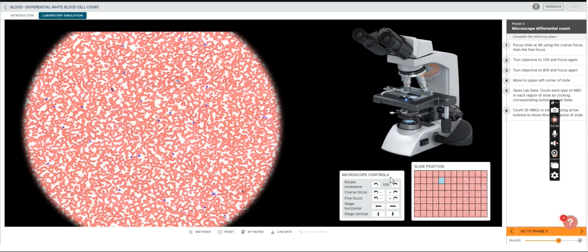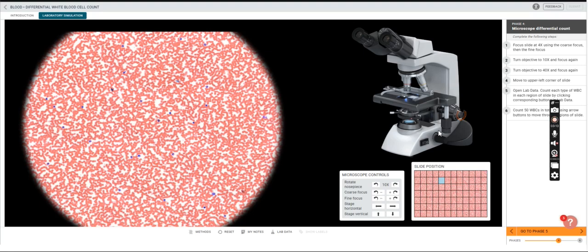Then they want you to take it to times 10. Okay, so we're at times 10. It looks pretty good. You'll notice if you click on the coarse focus, it gives you a notification that says coarse focus should only be used at 4 times objective. That's true of microscopes in the lab too: you only use the coarse focus at lower magnification. So we're only going to use the fine focus. Looks like the best image is about there.